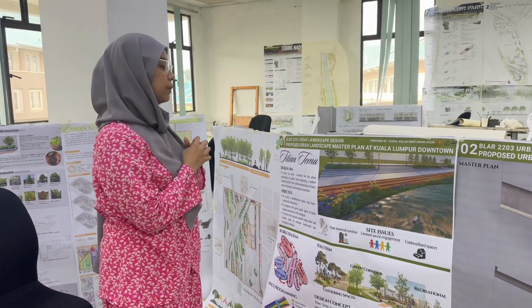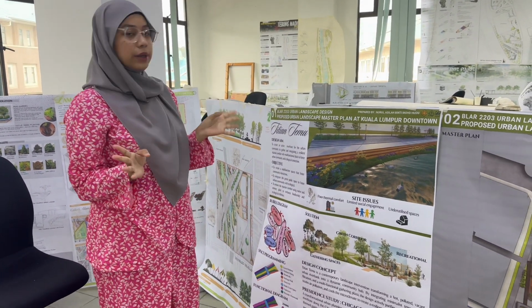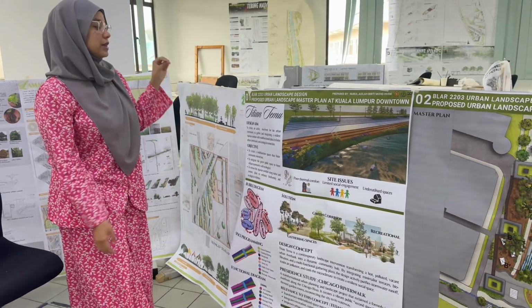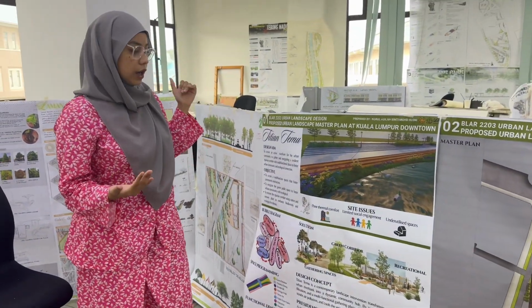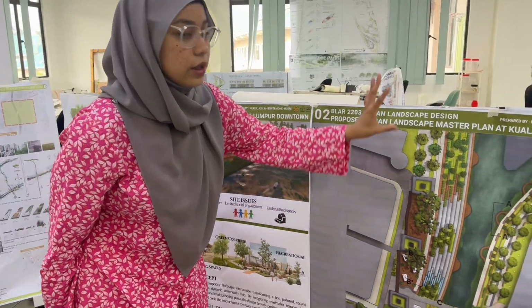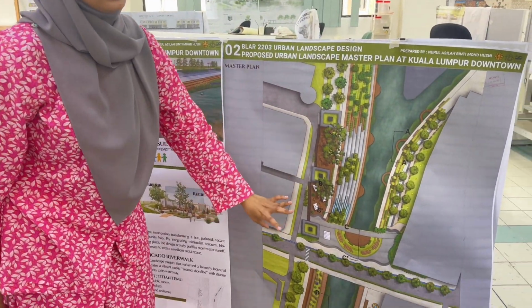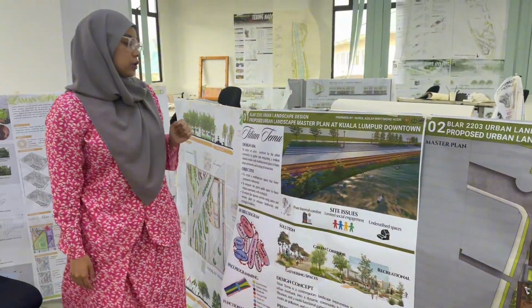So I will present about my detailed development for urban landscape design. My concept is Titian Temu. This Titian Temu mostly focuses on a riverbank, so that's why it's Titian, that makes a riverbank. So what to design?